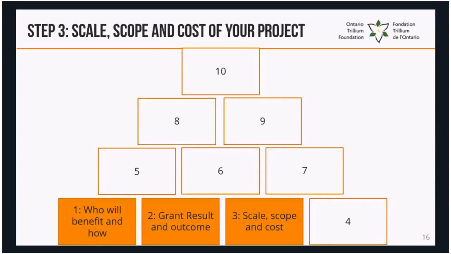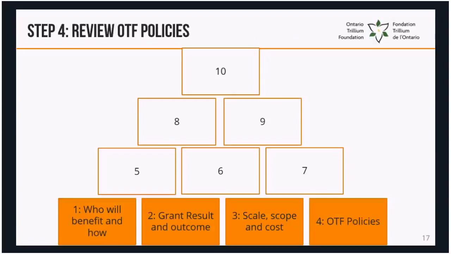Step 3, decide the scale and scope of your capital project and understand the OTF capital investment stream requirements. For example, the amount range is between $5,000 and $150,000. The duration is up to 1 year. And again, to be noted that 10% of the funding will be held back to be paid upon satisfactory review of your final report. Step 4, review OTF's policies. Read OTF's policies, specifically the eligibility and capital grants policy, to ensure that you're in compliance.